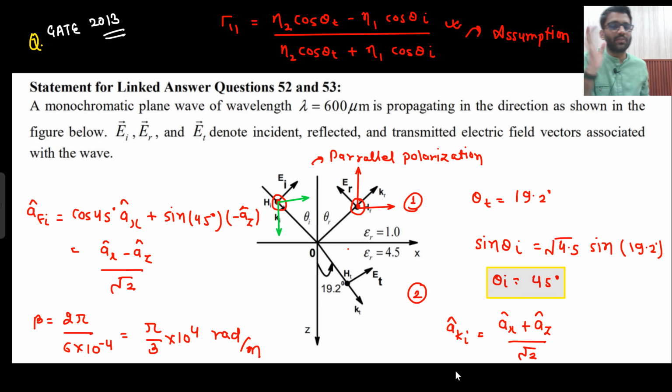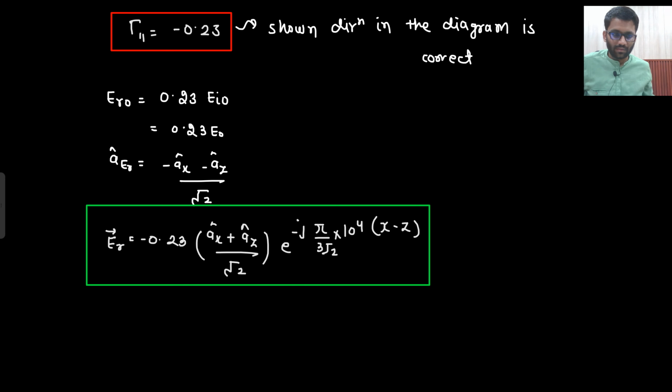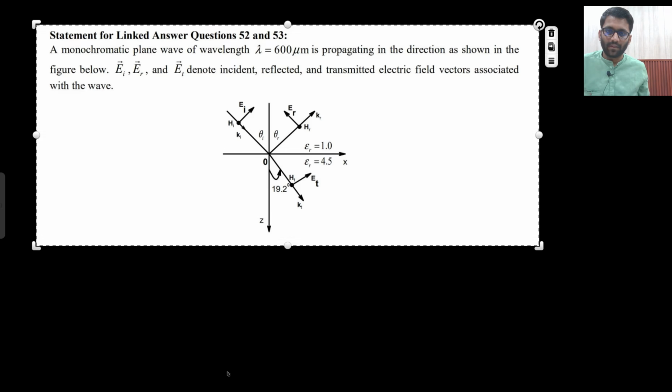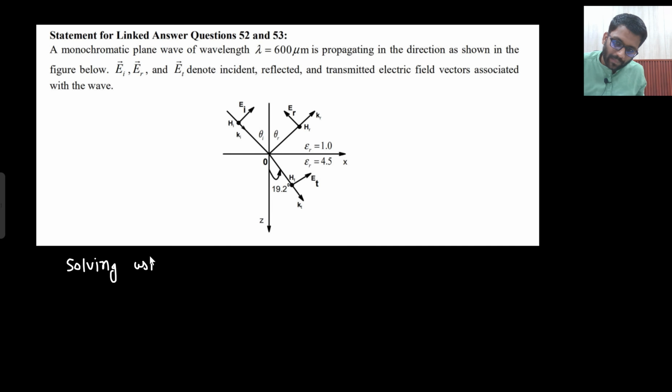Okay, let's solve this question using the boundary condition. Same diagram I have copied, because you might not be satisfied with my explanation, but let's solve it using the boundary condition. If I solve it using the boundary condition, then you will be satisfied, right? So, solving using the boundary condition.